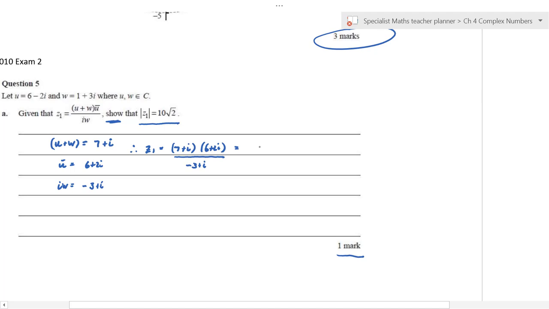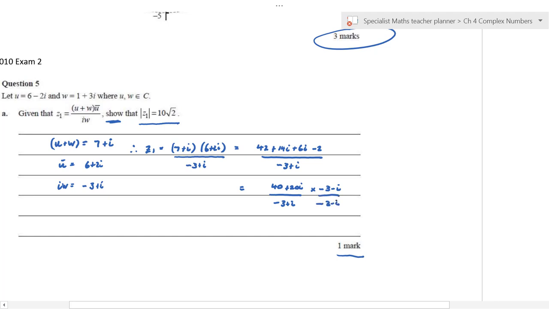So that's going to be equal to 7 times 6 is 42, plus 14i, plus 6i. And then we've got plus 2i squared, which is minus 2, over minus 3 plus i. That works out nice and easy. That's 40 plus 20i over minus 3 plus i. So now, of course, we want to multiply that. We've got to show that. So it's minus 3 minus i.